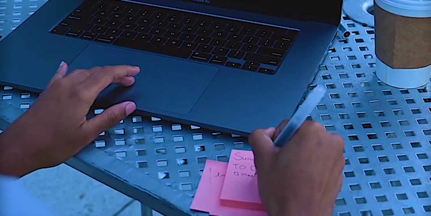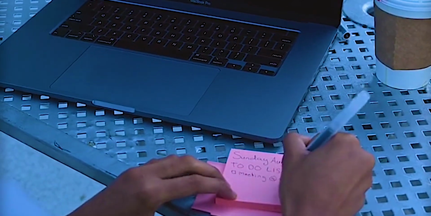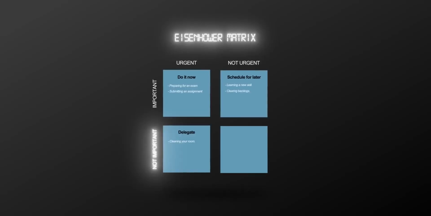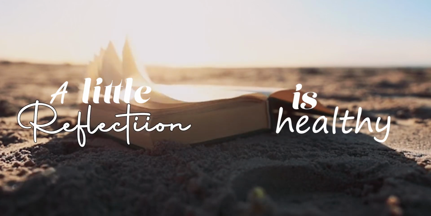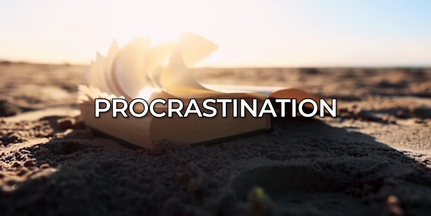After sorting your to-do list into the first 3 quadrants, you will find a few leftover tasks. These are the neither urgent nor important. These distractions only get in the way of your goals. Place them in quadrant 4, the delete quadrant, and consider eliminating them altogether. A little reflection is healthy, but too much can lead to procrastination.